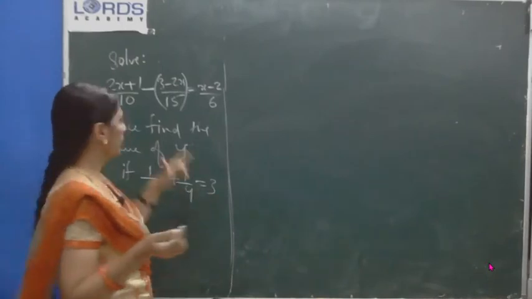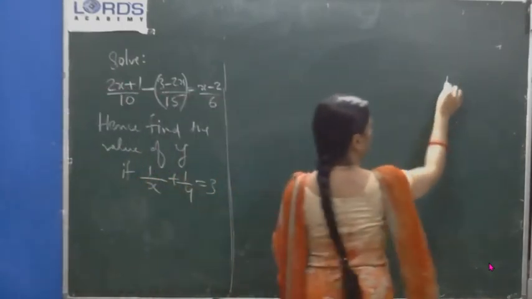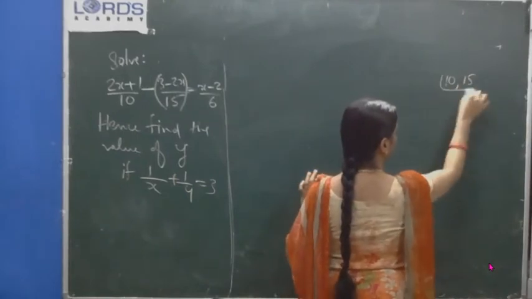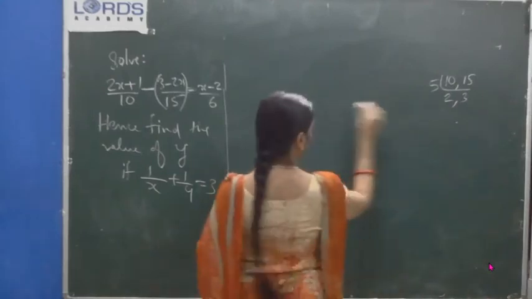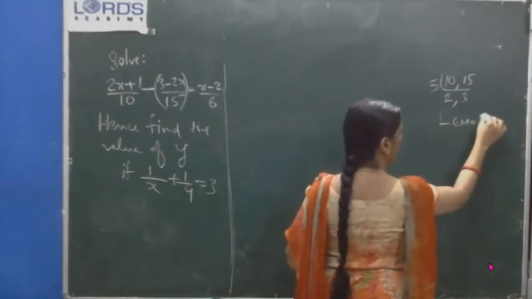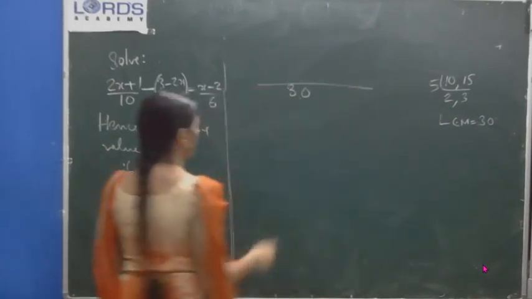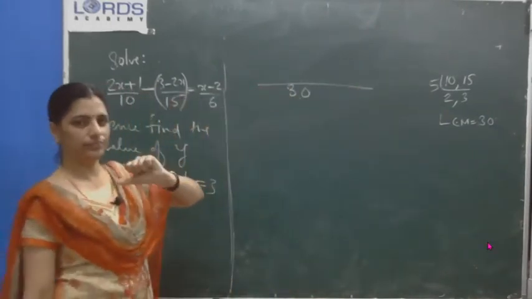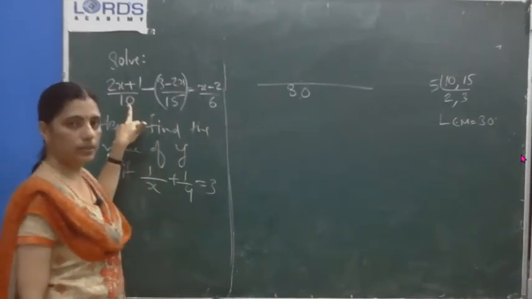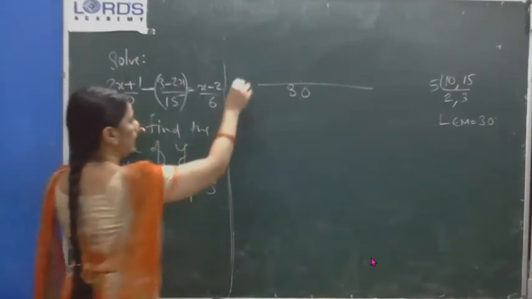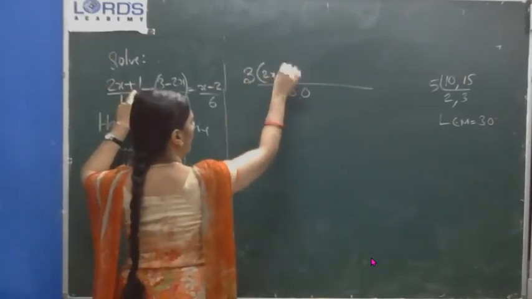Okay. So now 10 and 15, what's the LCM? What's the LCM of 10 and 15? 30. Yes, 30 is the LCM. So 30 is the LCM. Now listen, all of you. First you listen. In 30, this 10, how many times? 3 times. So that 3 into its numerator, 2x plus 1.